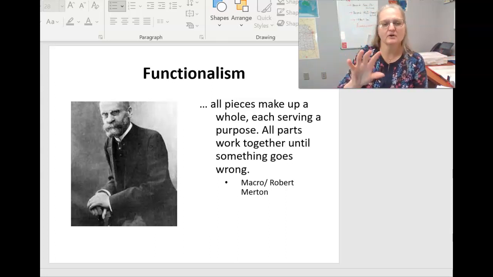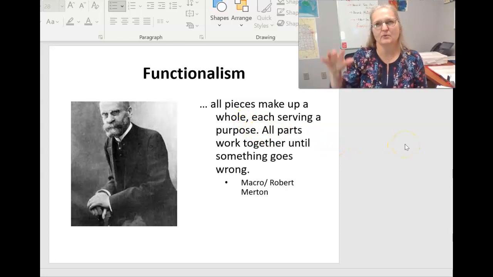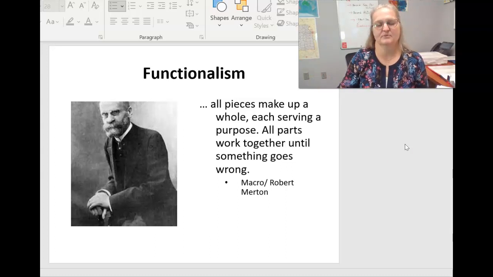So the key words when we talk about functional theory are, well, I guess this slide doesn't have any very good ones on here: what purpose? What other organizations in society are affected by this phenomenon?